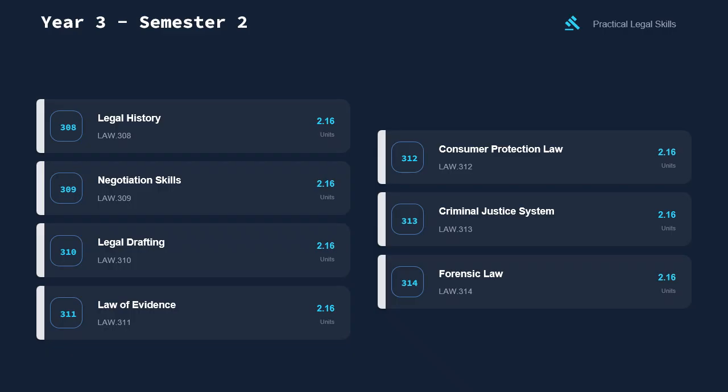2.3 Impasse and breakthrough: overcoming deadlocks. Negotiations often reach impasse. Techniques to overcome deadlocks include taking breaks, changing negotiators, introducing new options, or using mediators.